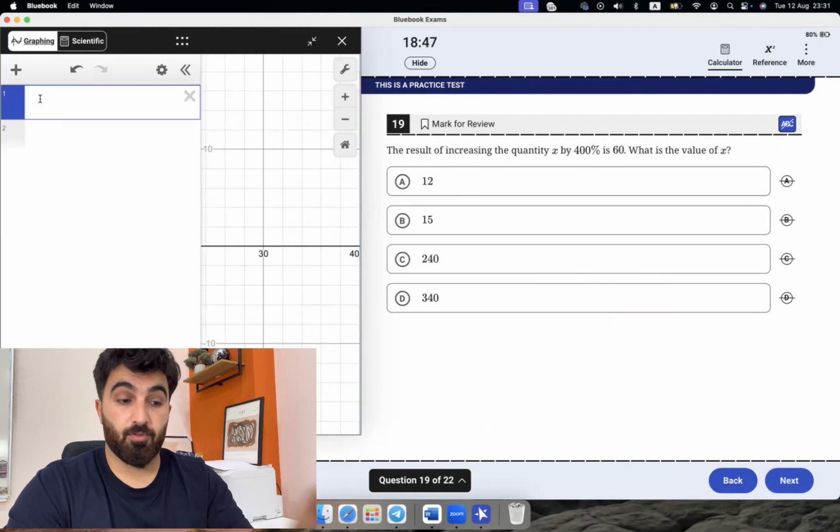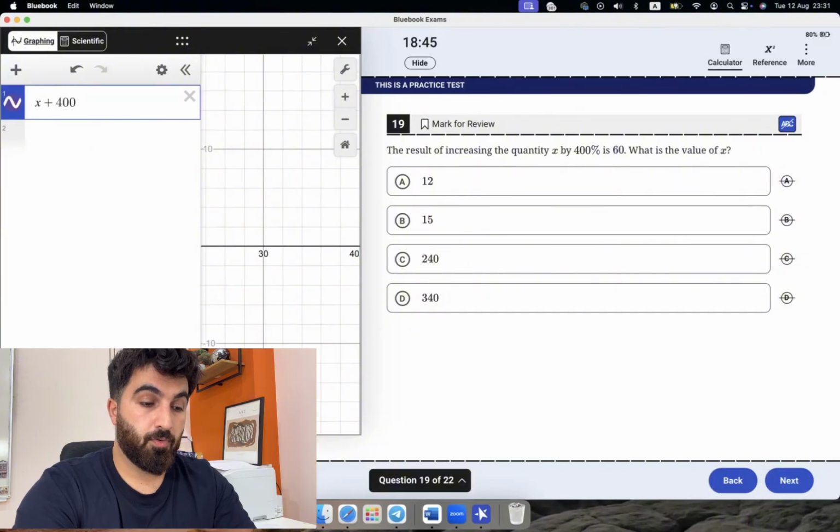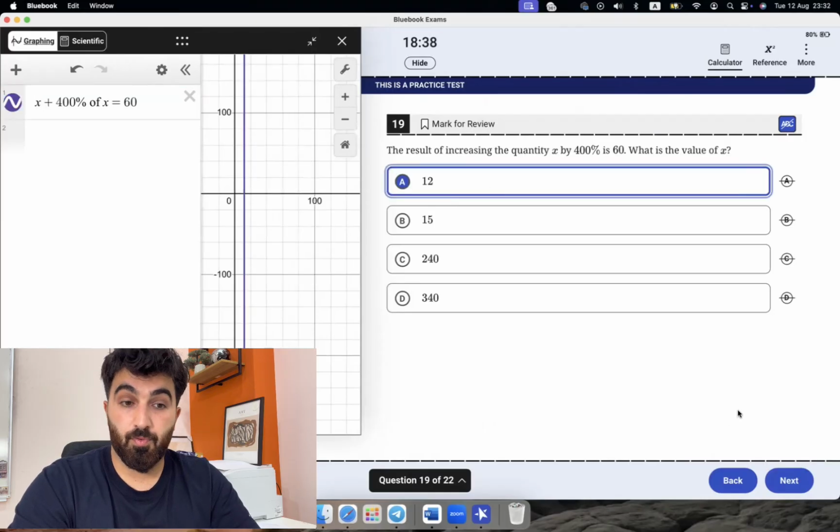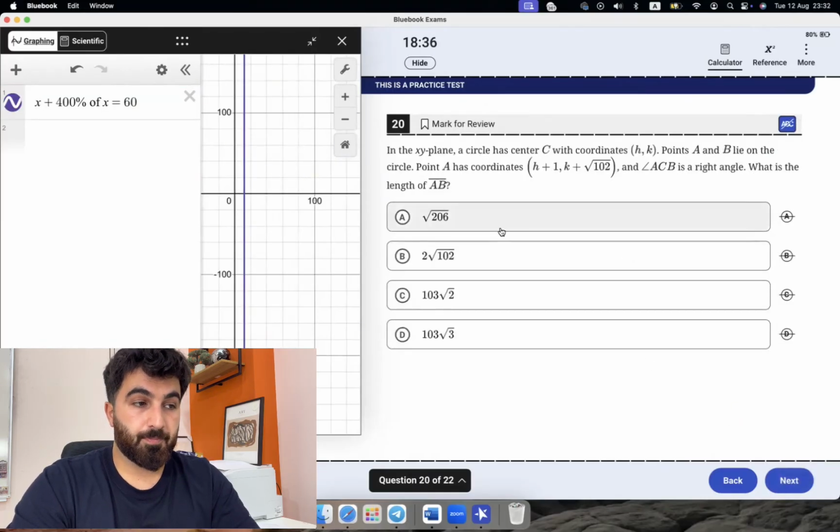Let's translate it into decimals. x increased by 400% of x is 60. So zoom out and x is 12. And next question, we have a circle.